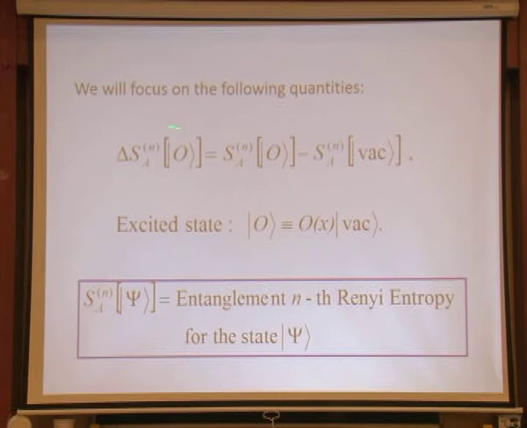So we define delta S_A^(n). Here n is a positive integer, 1 to 3 and so on, and it is the index of the Renyi entropy. So S_A^(n) means the Renyi entanglement entropy, which I defined in the previous lecture, for this excited state. If we take n goes to 1, this just reduces to entanglement entropy. But for our purpose, it is quite useful to look at the quantity for all n. Indeed, we can compute this quantity for all n if we talk about free field theory. So this is our assumption. This is the definition.